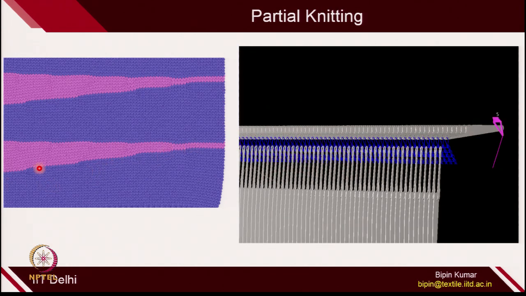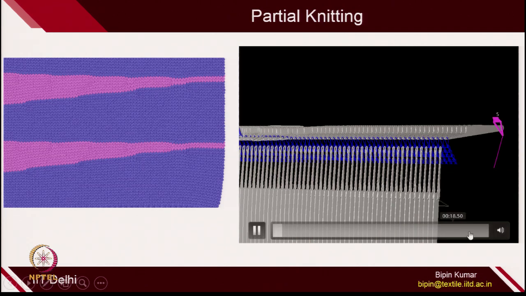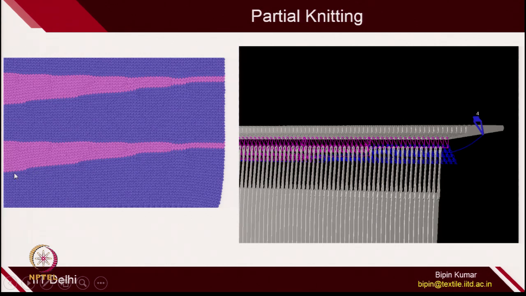If you carefully see the animation, in this the entire course is knitting, in this half of the purple is knitting and half is blue, in the next one more blue loops are there, and then rest are purple loops. So, in this way this kind of pattern has been created, and this is called partial knitting.